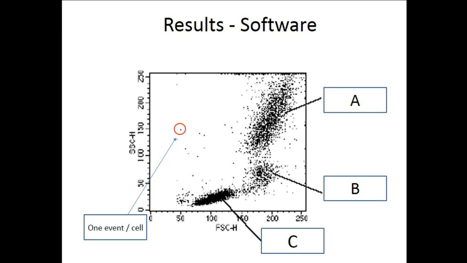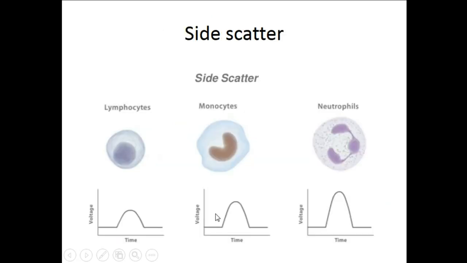If I show you the subgroup of cells identified as C, the forward scatter is low and the side scatter is low. What type of cell do you think that might be? It's a lymphocyte. Because it's a small cell, the forward scatter is low, and it has low complexity within the cell, which is why the side scatter is low.